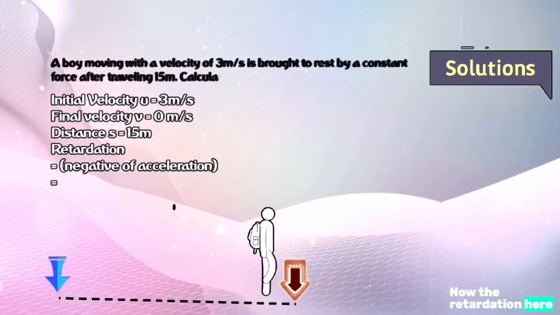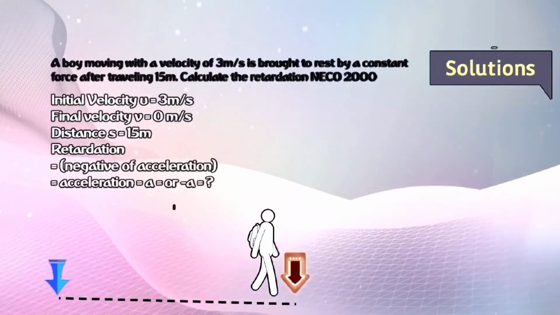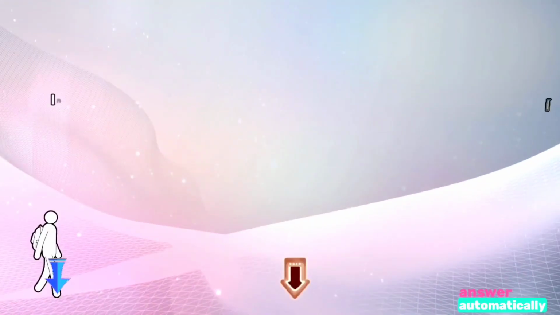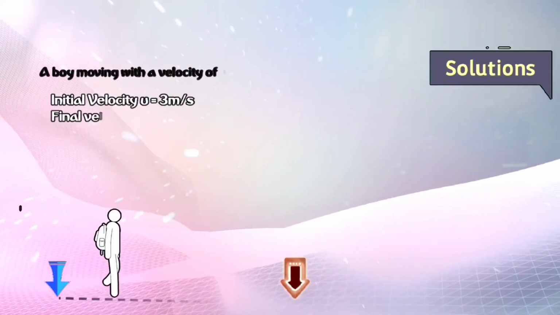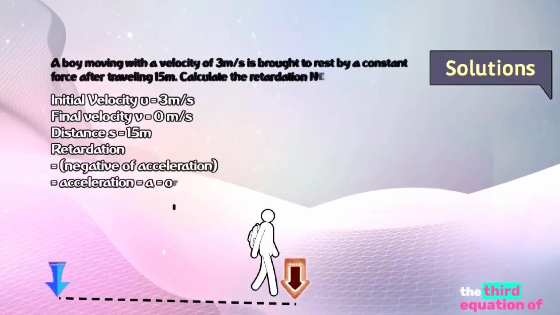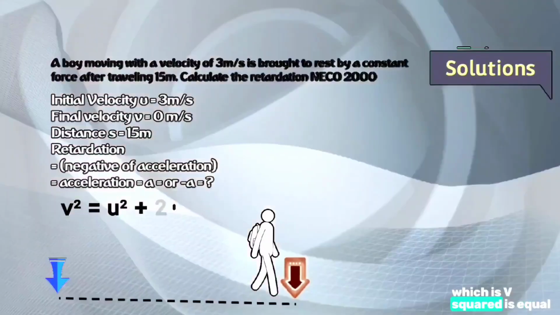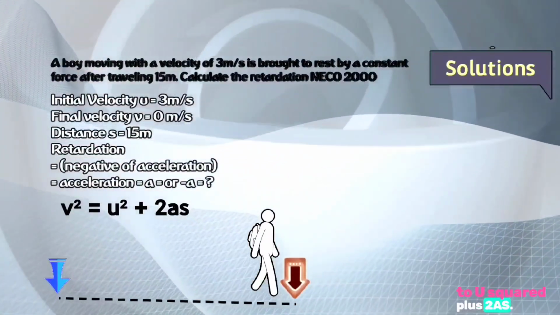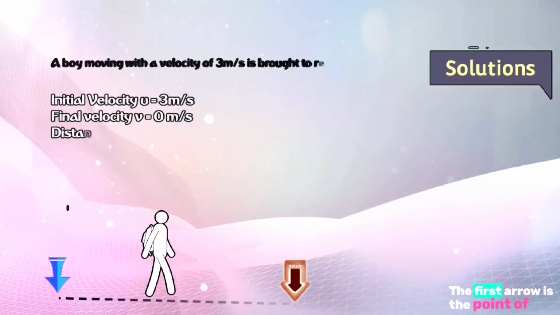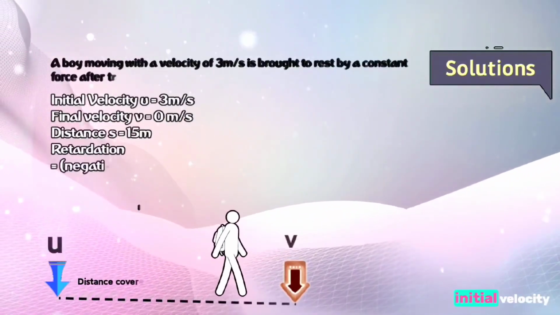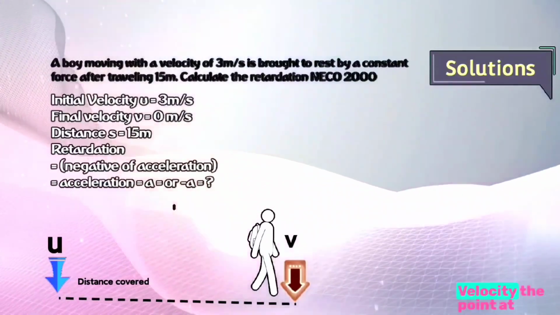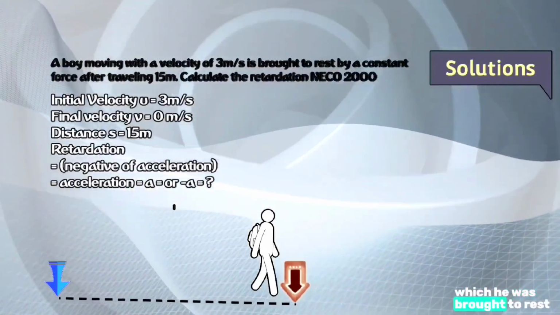Now, the retardation here is the negative acceleration. And when you find your acceleration, the negative form of your answer automatically becomes your deceleration. So, the formula that suits our question perfectly is the third equation of motion, which is v squared is equal to u squared plus 2as. Now you can see the boy walking and covering the distance. The first arrow is the point of initial velocity, and the final arrow is the final velocity, the point at which he was brought to rest.